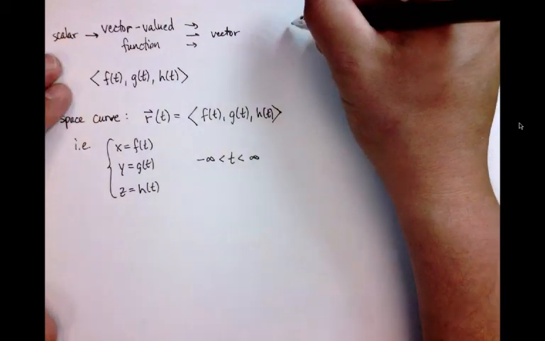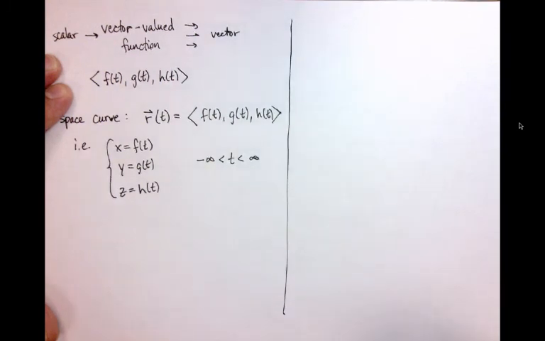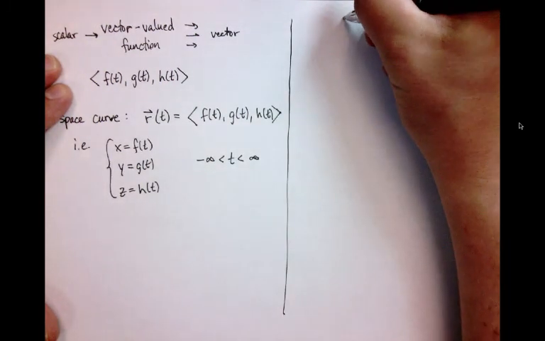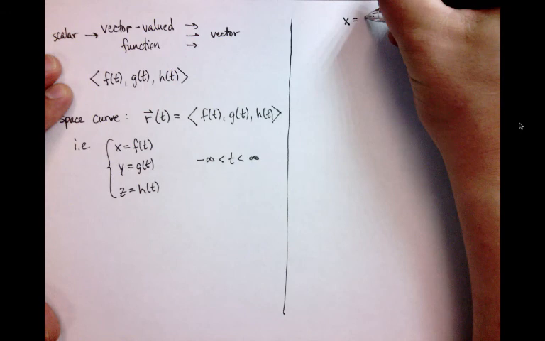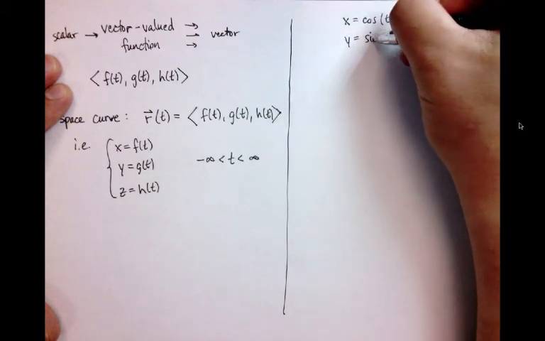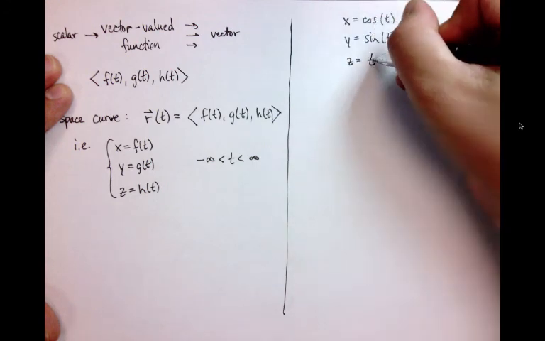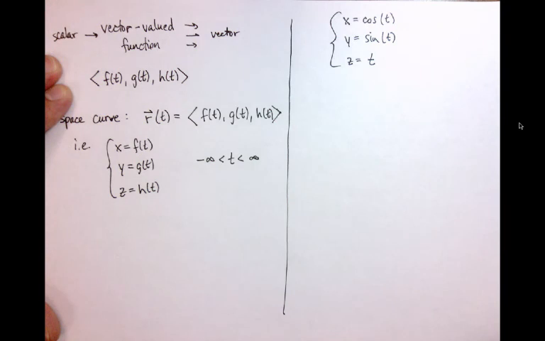So one of the more important and famous examples of such a curve is where we have x equals cosine t, y equals sine t, and z equals t. And again, if we don't say otherwise, then t can range over all of the real line.